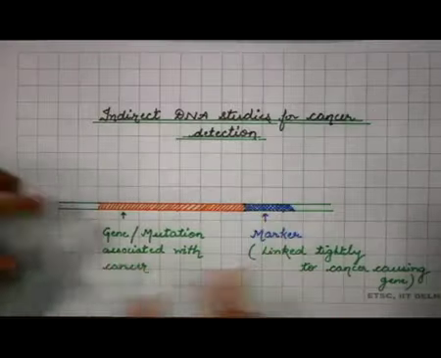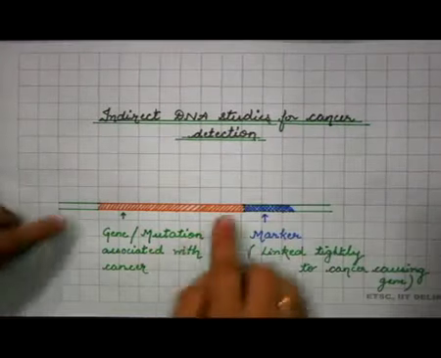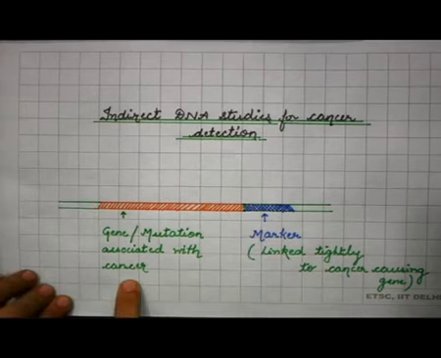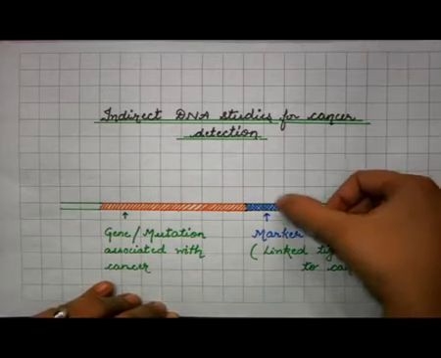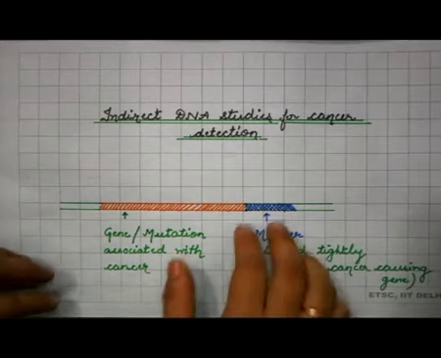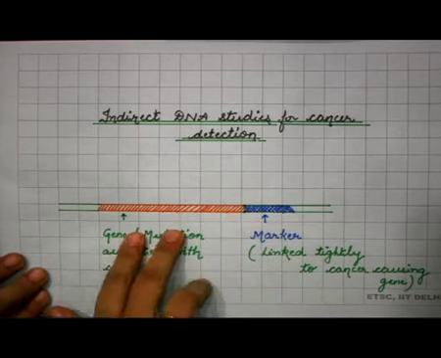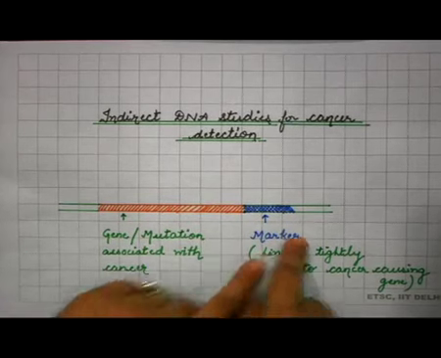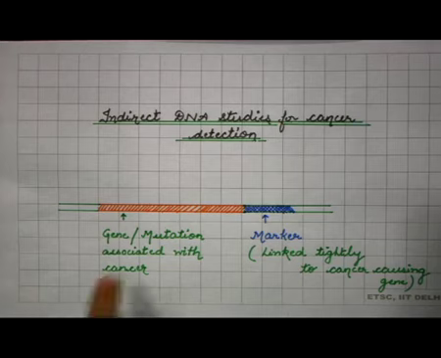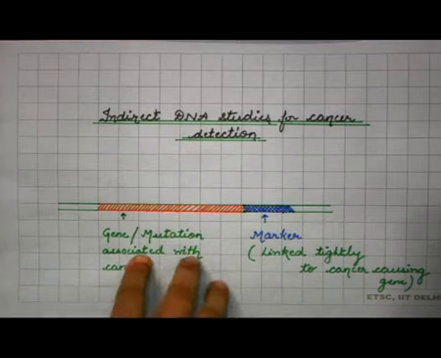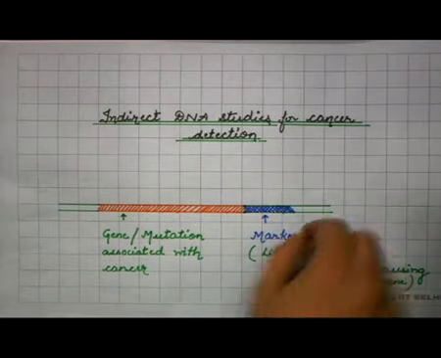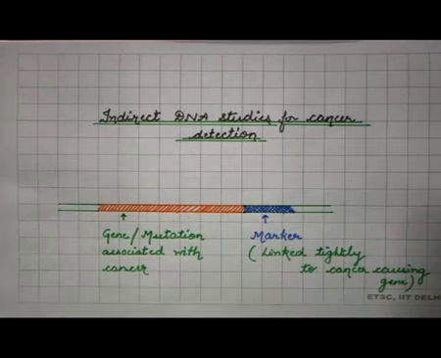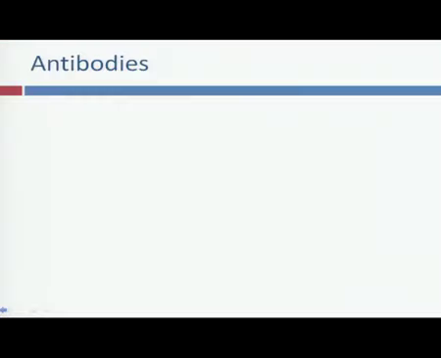So, suppose this is the stretch of DNA and this is the gene or the mutation associated with cancer, and we cannot isolate it somehow. So, we look for a marker, a region which appears to be closely linked with the gene. That means, if the marker is present, it can be safely presumed that this particular gene will also be present. So, instead of looking for the gene, we look for the markers. These are the indirect DNA studies and can be used to detect cancers.